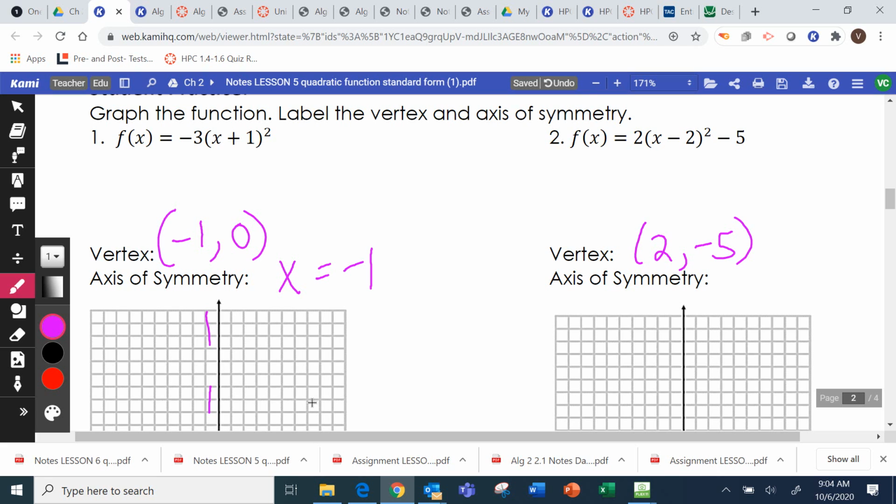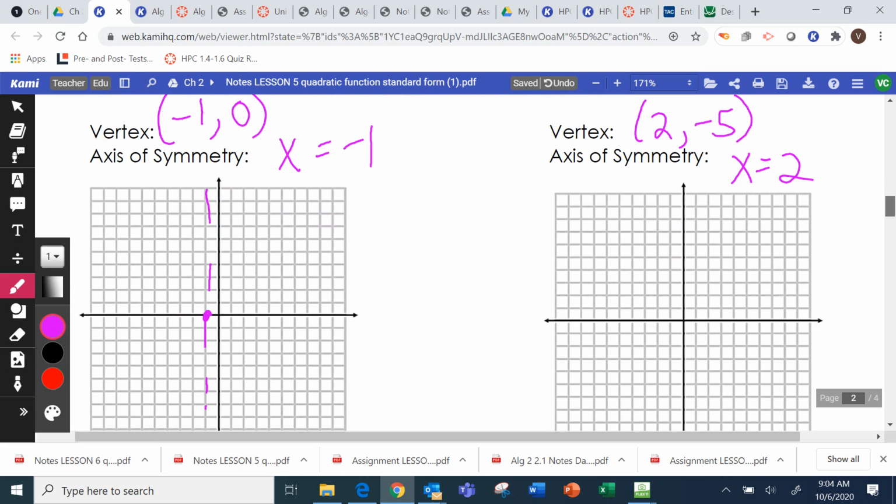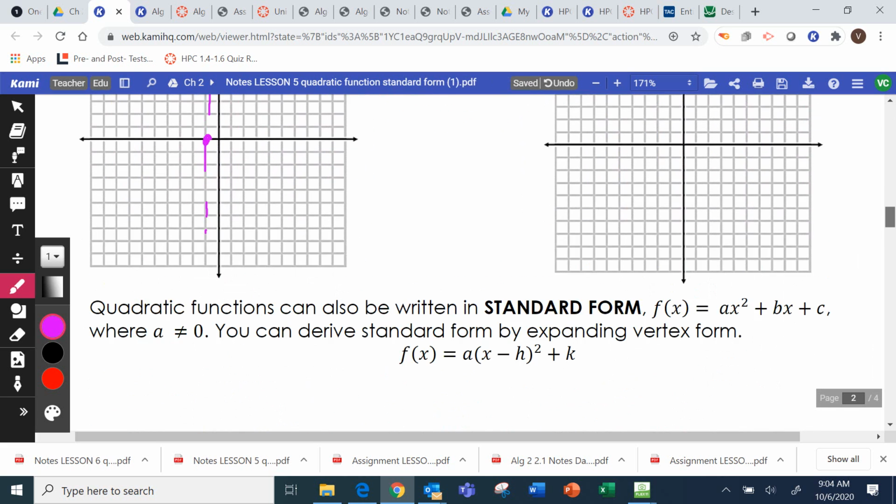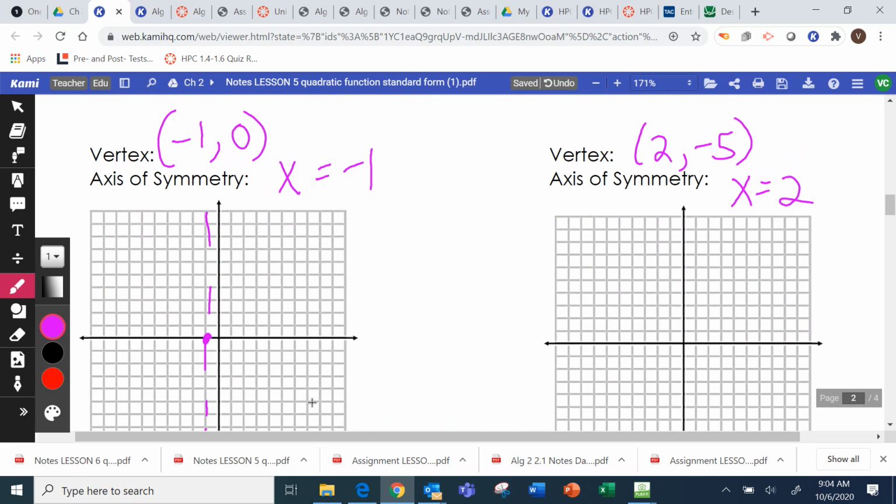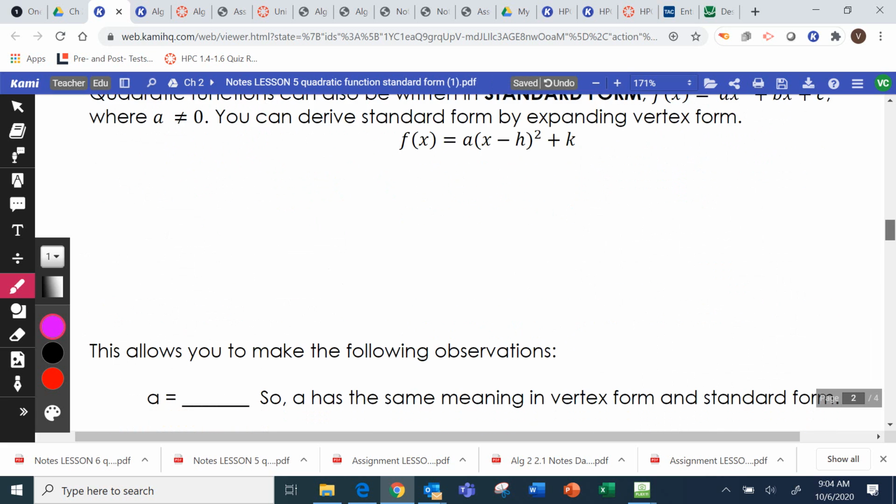And then our axis of symmetry. Warren, can you tell me the axis of symmetry? X equals 2, perfect. X equals 2. And then if I graphed it, which I'm not going to, (2, -5), and then x equals 2, and the parabola would be around that somewhere. That would be the center.